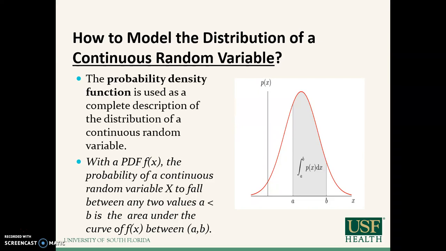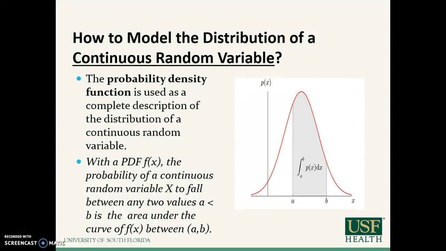So for a random variable, how do we describe its random behavior? Usually we try to model the distribution of a continuous random variable. For that, we can define the probability density function. It is used as a complete description of the distribution of a continuous random variable. Here I use the word complete. That means if we know the probability density function, then we know all the random behavior of this continuous random variable.